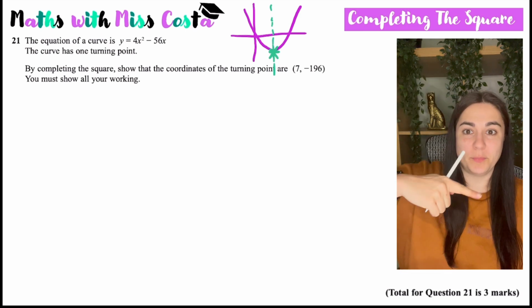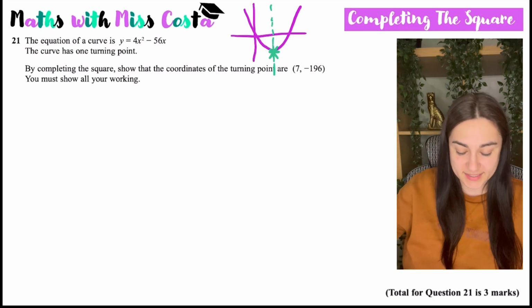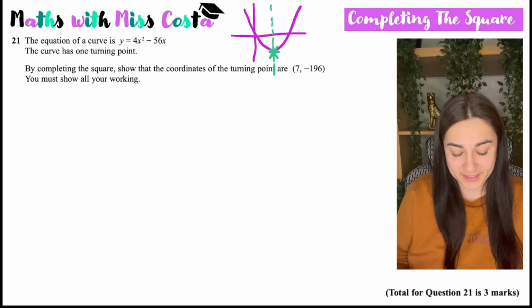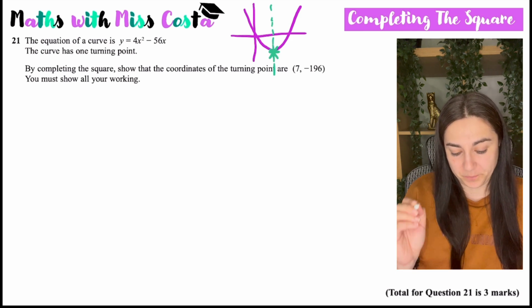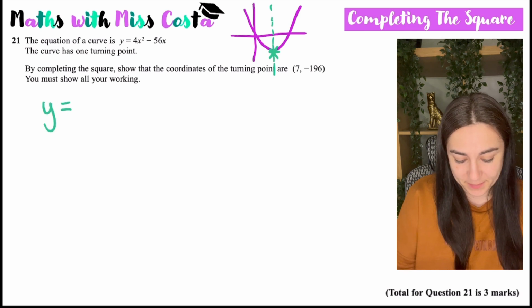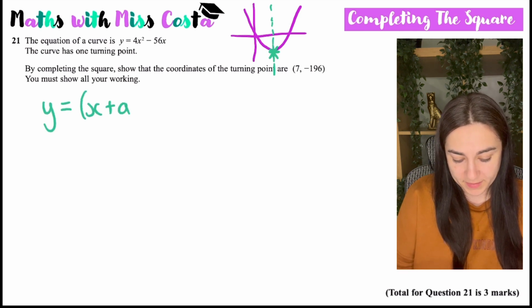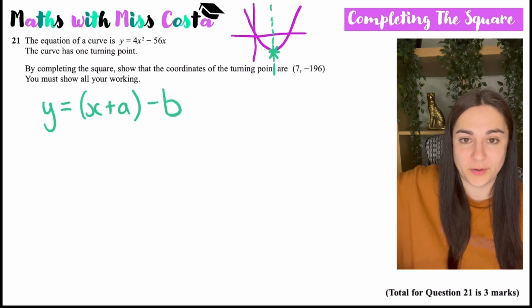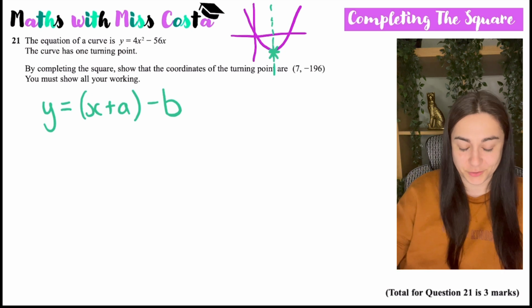You also have a maximum point when the equation is a minus x squared. But right now we're just looking for this turning point. And we can do something with a quadratic, which is we can complete the square, and anything that is in its completed square form would look something like this, where x plus a minus b. So you should be familiar with completing the square. If not, watch the video on completing the square and get up to scratch on that.